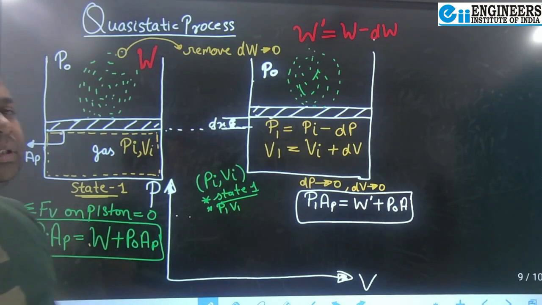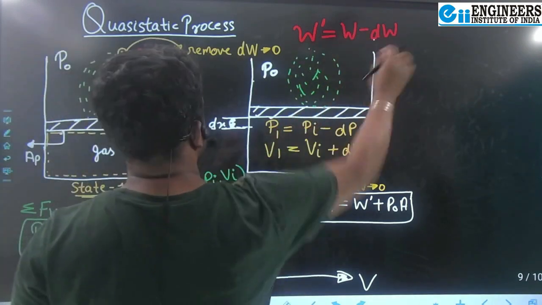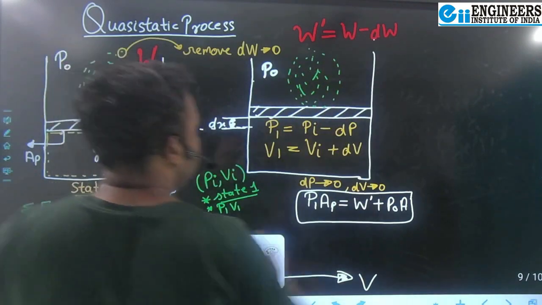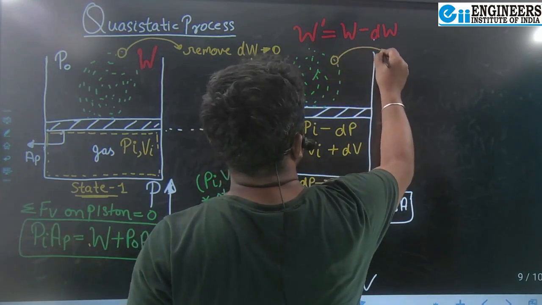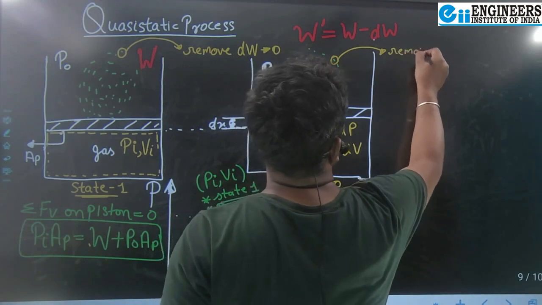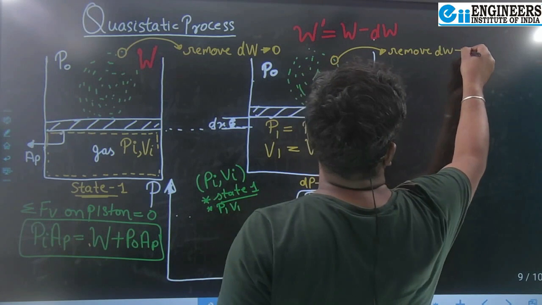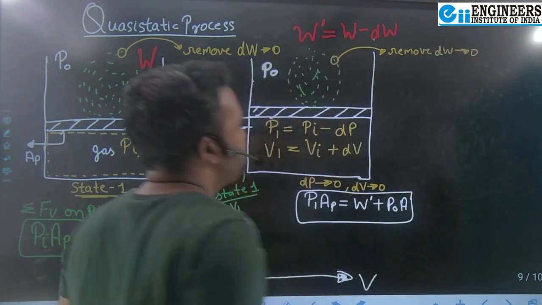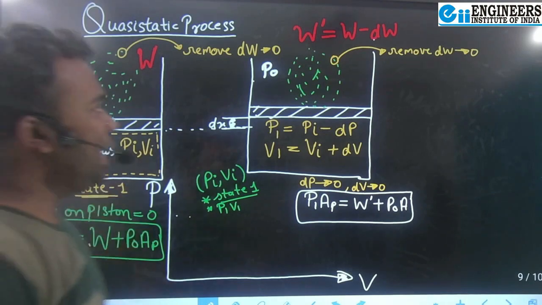Now again we will do the same process. Again we will remove one grain. Let's say this grain I am removing from the top. dW, and we know this is a very small weight, tending to 0, right?